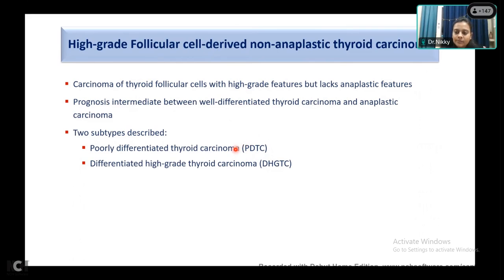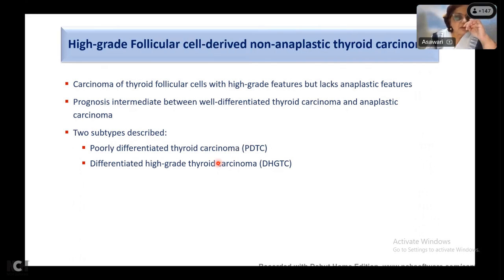And we'll be having a solid trabecular insular pattern. One important thing is the solid trabecular insular pattern, and there should not be any papillary nuclear features, right? Yes, ma'am. But now here, in this case, we have a follicular pattern. It's not a solid trabecular or insular pattern.